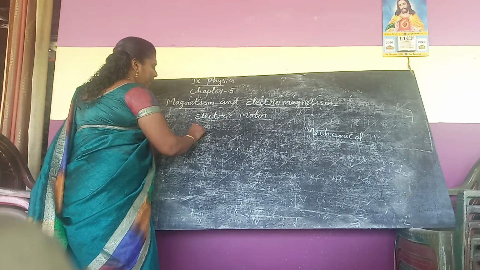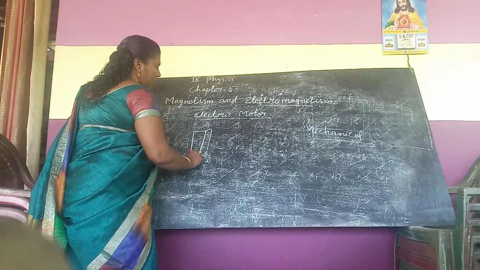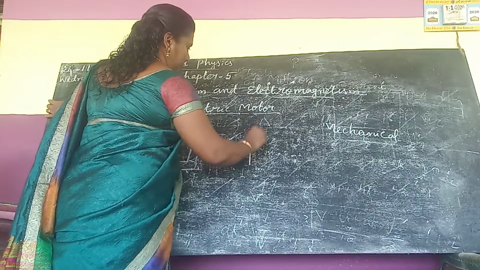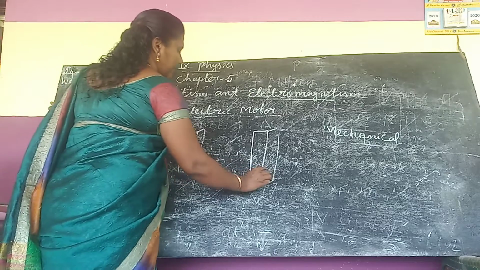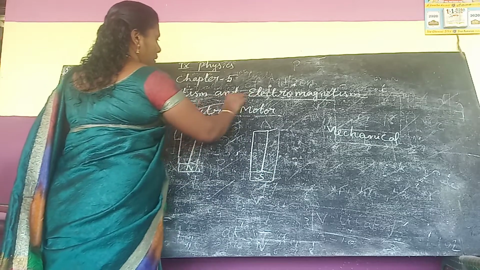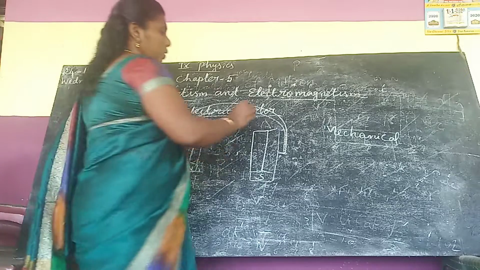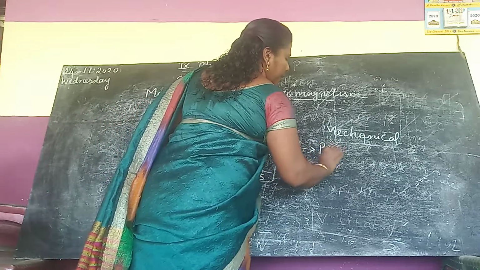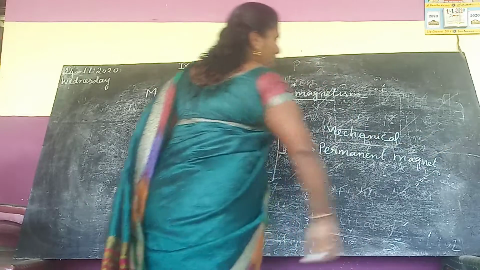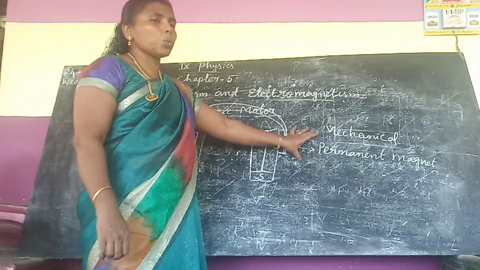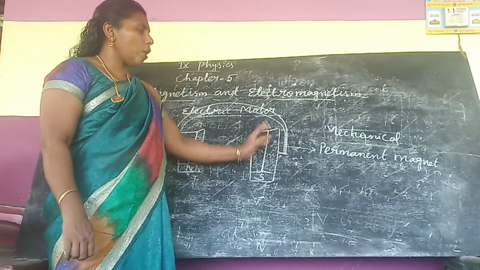Now it consists of a permanent magnet. Here are the N and S poles of the magnet. Just write here permanent magnet. We have already learned what a permanent magnet is: it does not lose its magnetic power. It consists of two poles. You know what the two poles are? North pole and south pole of a permanent magnet.